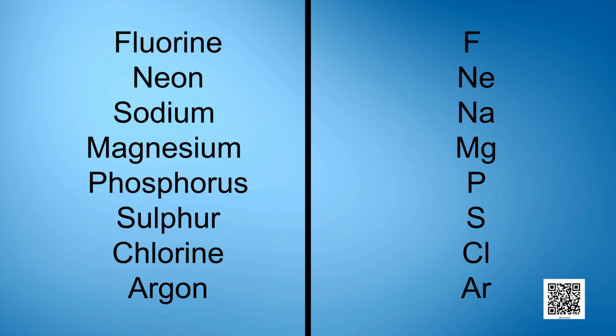fluorine, capital F; neon, Ne; sodium, Na; magnesium, Mg; phosphorus, P; sulfur, S; chlorine, Cl; and argon, Ar. By these symbols, we represent or write these metals and non-metals.